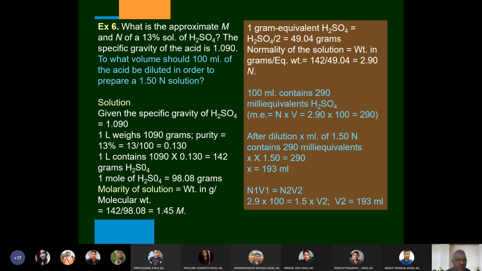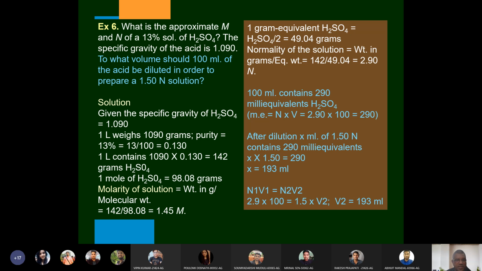1090 grams. Purity is 13%. So that means 1090 into 13%, so you get 140 grams of sulfuric acid. This is actually pure sulfuric acid because there is no mention otherwise. So 13% is your pure sulfuric acid. Therefore, the quantity is 140.